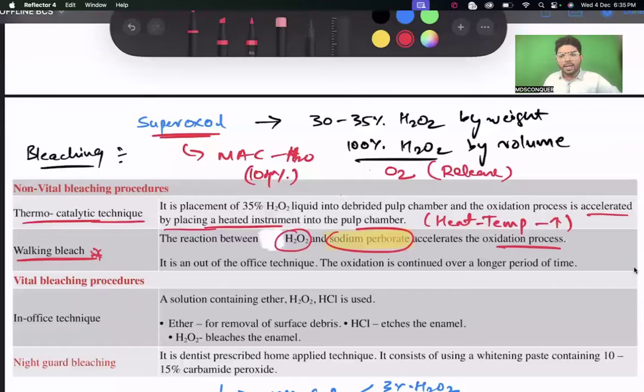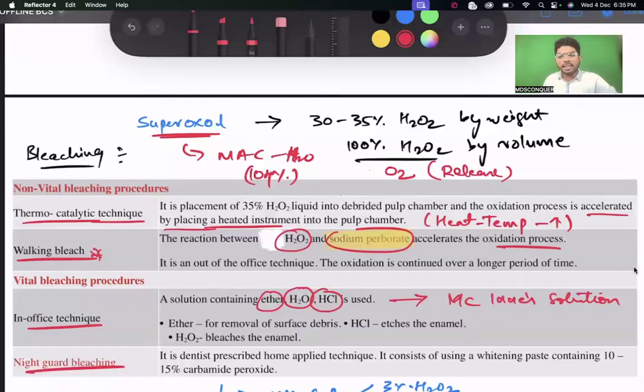Right. The next one, jumping into the vital bleaching techniques. In vital bleaching techniques, in office, we do a combination of ether, hydrogen peroxide, and HCl. What is this solution basically called? What is the name of the solution? Yes, this solution is basically called McKay's solution. Anyway, we'll be discussing it in the next part. The second type is night guard.